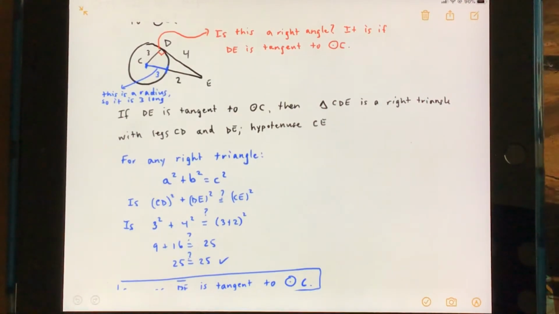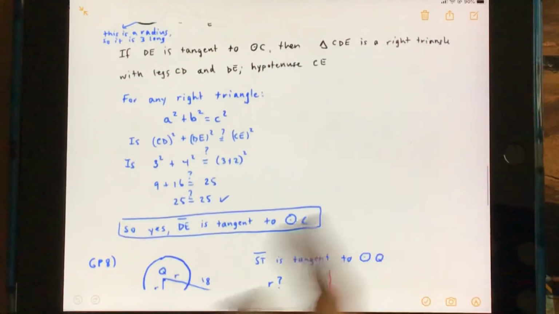So I'm going to work that out. 3 squared is 9, 4 squared is 16, 3 plus 2 is 5, and 5 squared is 25. And since 25 is equal to 25, I can now conclude, yes, line segment DE is tangent to circle C, because we have a right angle formed, proved by the Pythagorean theorem.